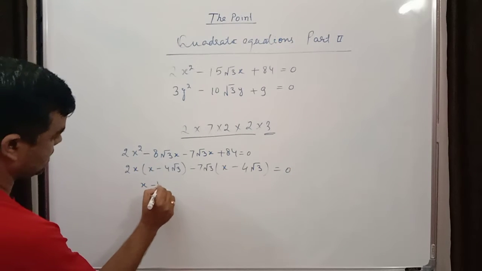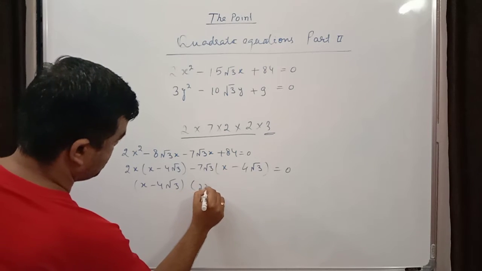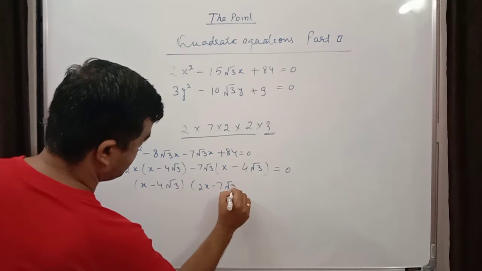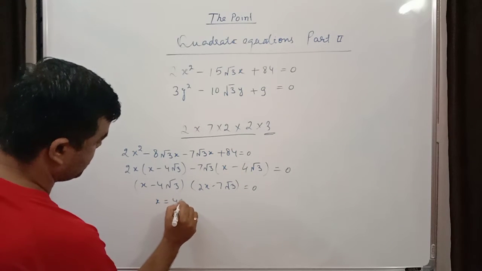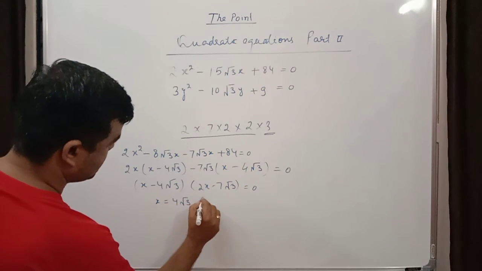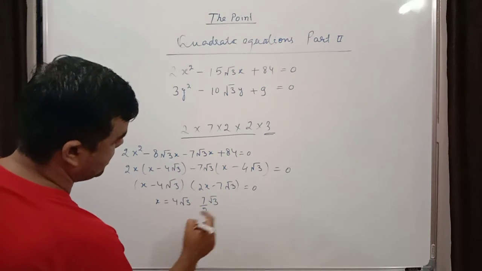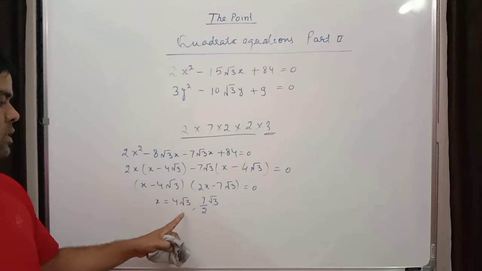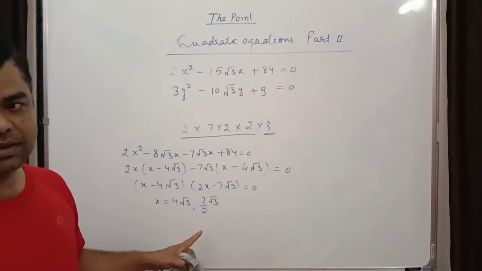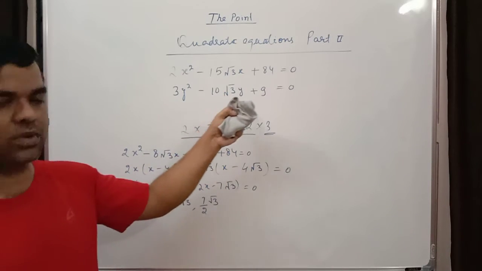Now x minus 4 root 3, 2x minus 7 root 3 is equal to 0. Now x is equal to 4 root 3 and 7 root 3 by 2. This 2 will come in the division. So these will be the 2 roots of x: 4 root 3, 7 root 3 by 2. Stop here, don't solve further because we have to solve the other equation also.